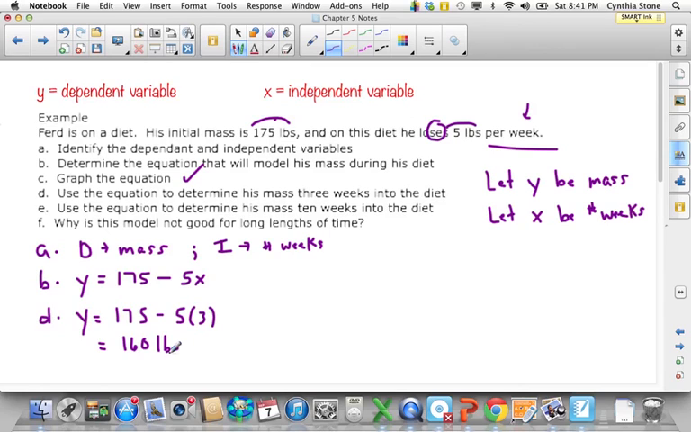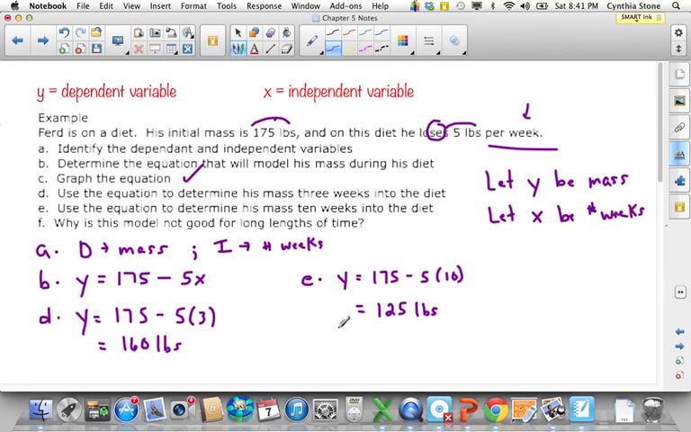Use the equation to determine his mass 10 weeks into the diet. Y is 175 minus 5 times 10. Now you start to wonder, this is where I think, this guy was 175, 5 times 10 is 50, right? So he's going to be 125. I think that's pretty light for a dude, unless he's really short or really young.